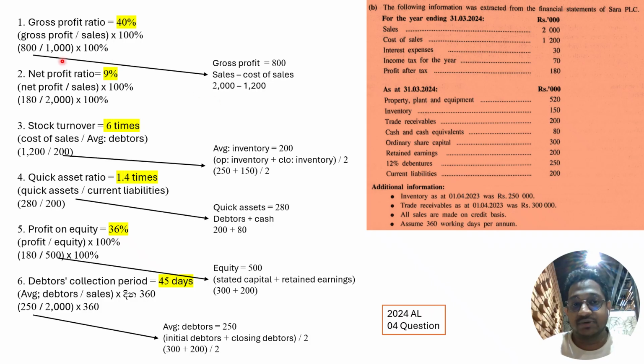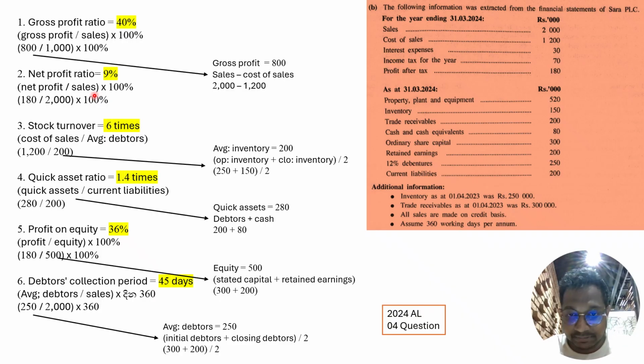And your sales is 1,000. So the gross profit ratio here is 2,000 and here is 40%. And the net profit ratio they are asking, which means the net profit percentage based on sales.